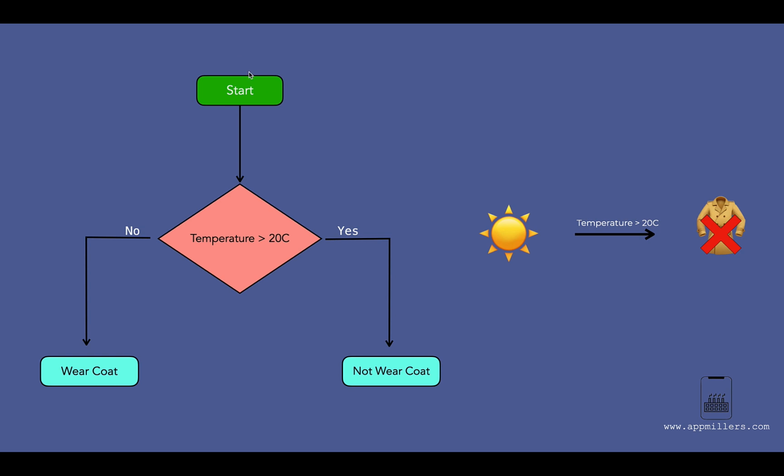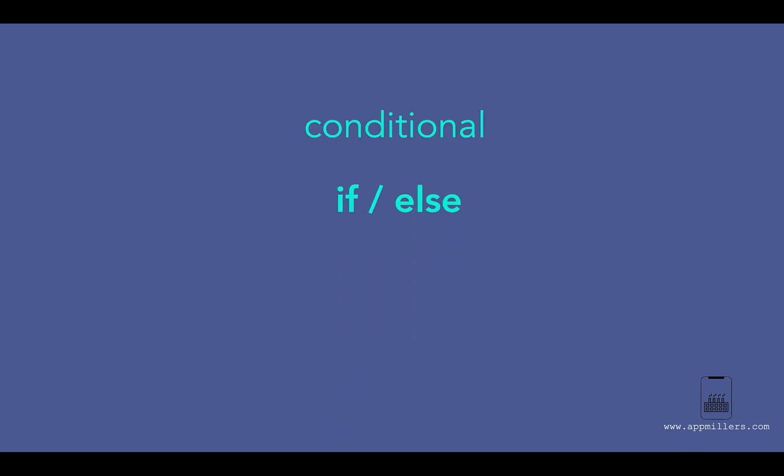So as you can see, our condition starts from here. Then we are checking if today's temperature is greater than 20 or not. If it is greater than 20, in this case, we are not wearing a coat. If it is not greater than 20, if it is less than 20, in this case, we are going to wear a coat, so as not to be cold. So this type of conditional statement is known as an if-else statement. Depending on a particular condition, we will do either A or B.